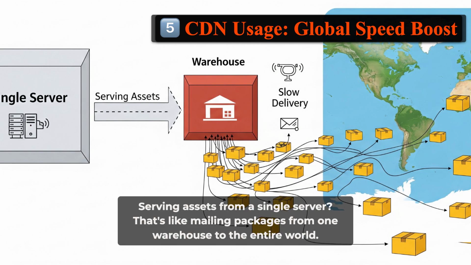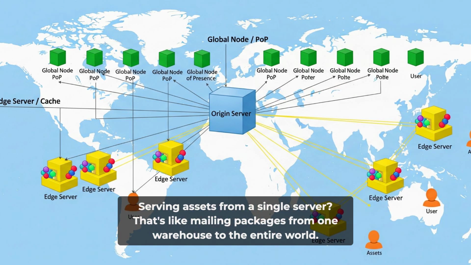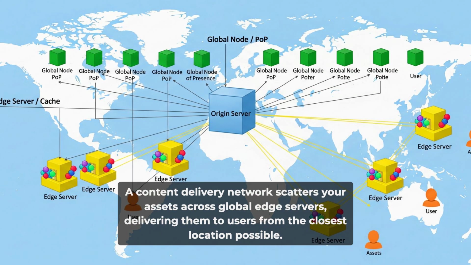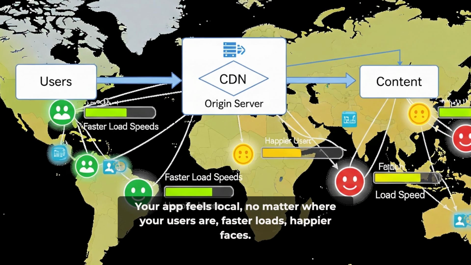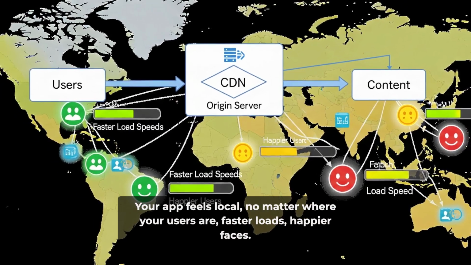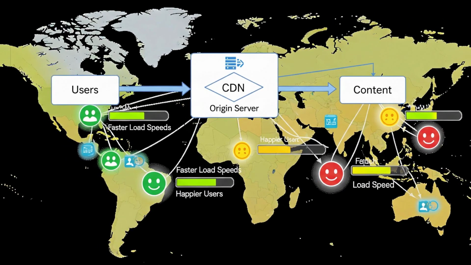Serving assets from a single server? That's like mailing packages from one warehouse to the entire world. A content delivery network scatters your assets across global edge servers, delivering them to users from the closest location possible. Your app feels local, no matter where your users are, faster loads, happier faces.